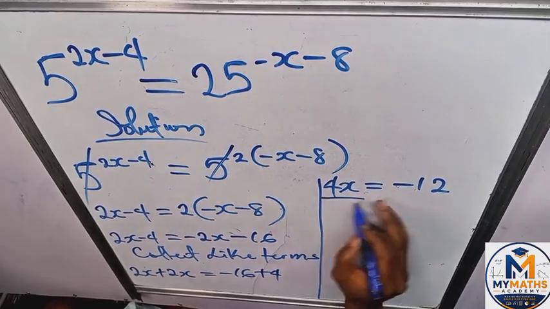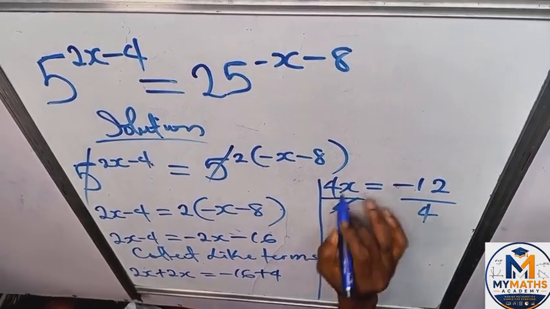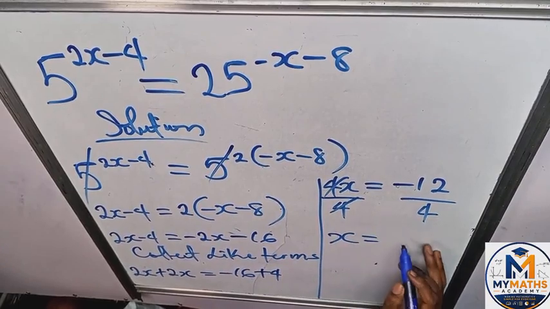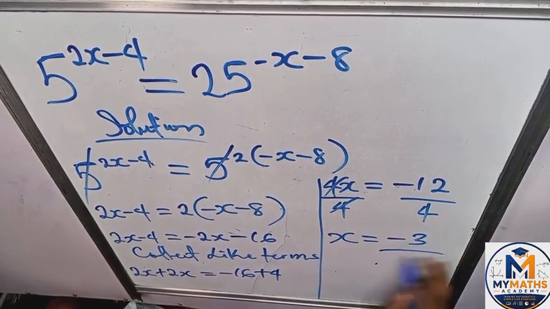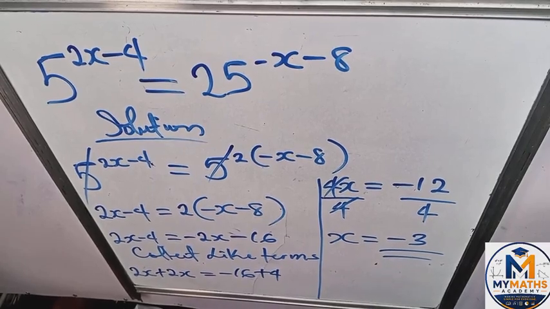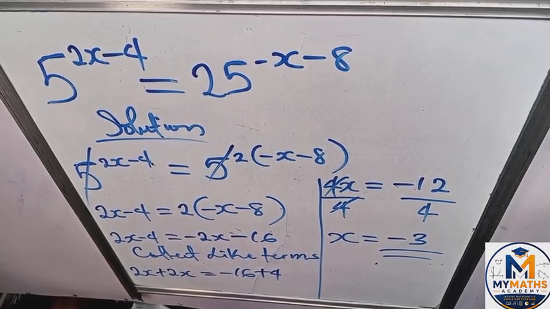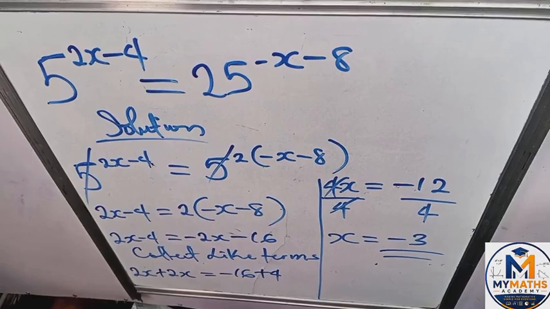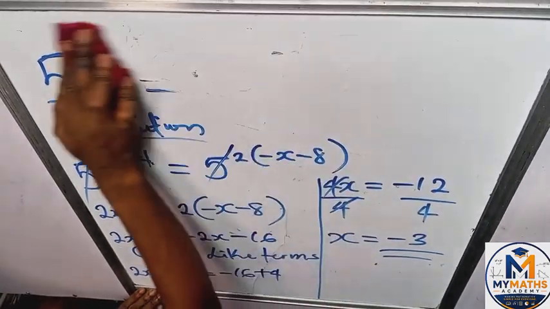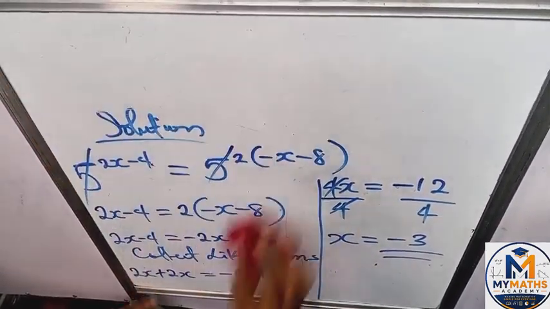Okay, then divide both sides by 4. 4x divided by 4 is x, and minus 12 divided by 4 will be equal to minus 3. x equals minus 3. Simple. This is our answer at the end of the day. So this is what you are going to do.